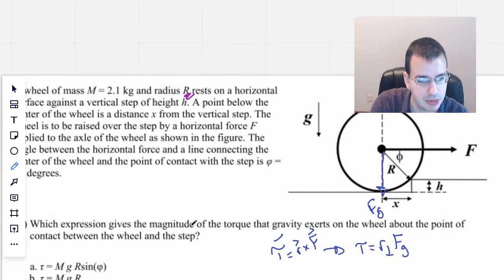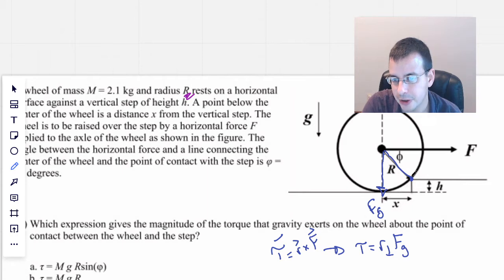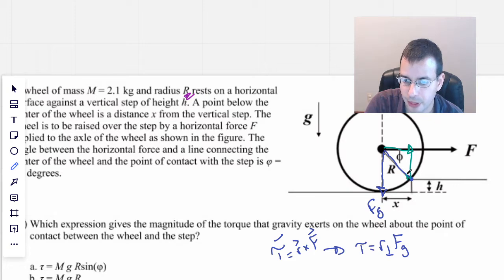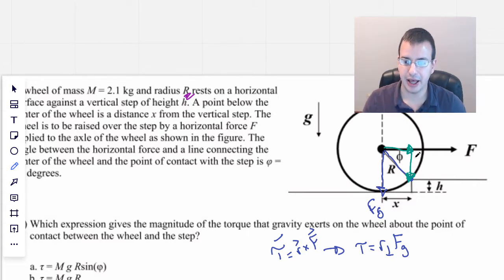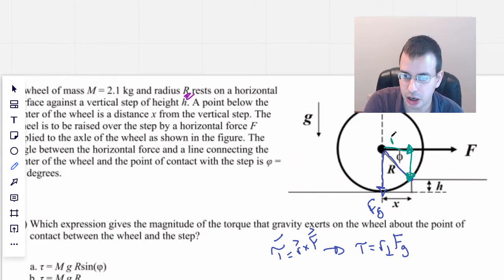So we have the wheel and the step right here. This is the radius r, and when we're looking for the perpendicular, we can decompose this r into two parts, this part here and that part there. From this point, we want to find the torque. So this will be r, and I'm going to call this r perpendicular. That's the one we want.